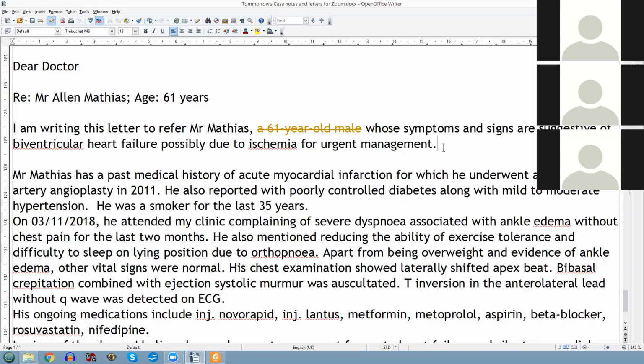Examiners do like you to include relative clauses because it looks good. So we've got whose. So I am writing this letter to refer for urgent management, Mr Matias, whose symptoms and signs, or well, signs and symptoms. It collocates like whose signs and symptoms. We don't usually say whose symptoms and signs. The collocation, words which fit, which are associated, it's usually signs and symptoms.